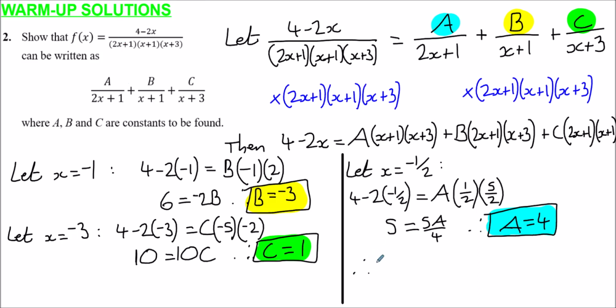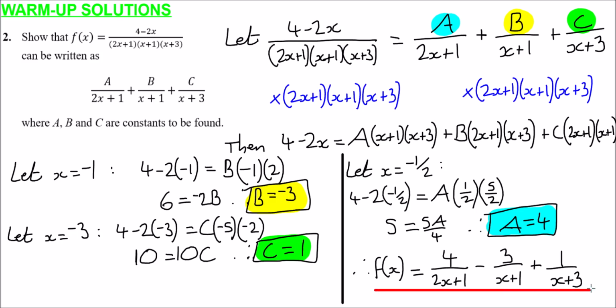So f of x equals a, which is 4 over 2x plus 1, plus b, so that's actually going to be minus 3 over x plus 1, then plus c, so plus 1 over x plus 3. So f of x can be written in this form. We've proven it by using correct substitutions, and so the question's done. So that's all that we need to do, and that's f of x.